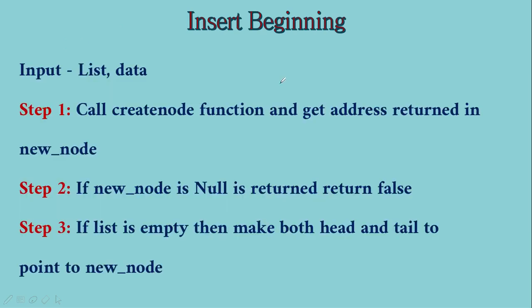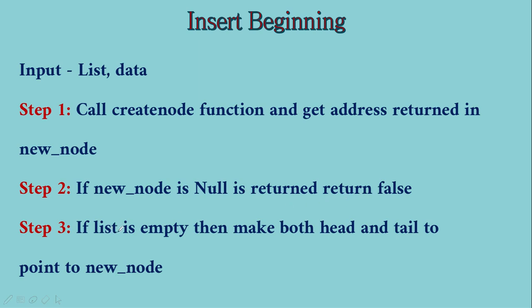Now let us formally write the algorithm. The input for this operation is going to be the list and the data. In the first step, we create the node using the create node function and we get the address of the newly created node, and then we check whether the node is successfully created by checking if the returned address is null. If it is null, it means that there is a failure, so we have to return false, indicating that we could not complete the operation successfully.